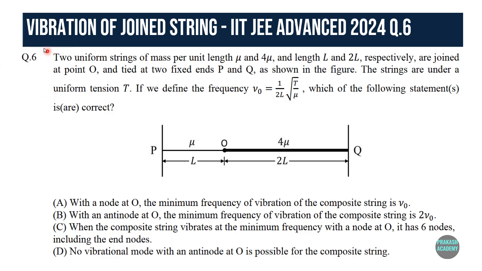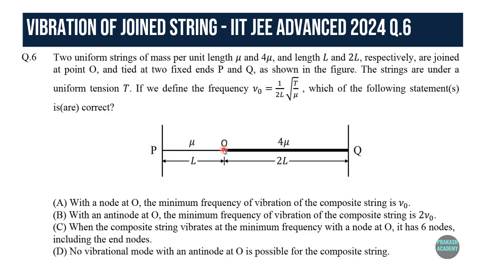This problem is related to the concept of standing waves in a string. The problem says, two uniform strings of mass per unit length mu and 4 mu and length L and 2L respectively are joined at point O and tied at two fixed ends P and Q as shown in the figure.